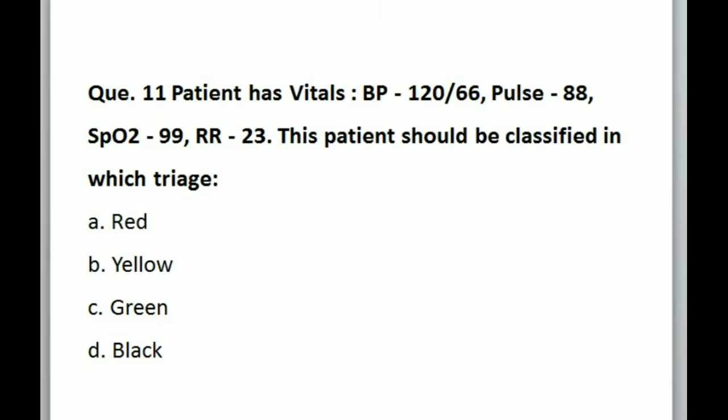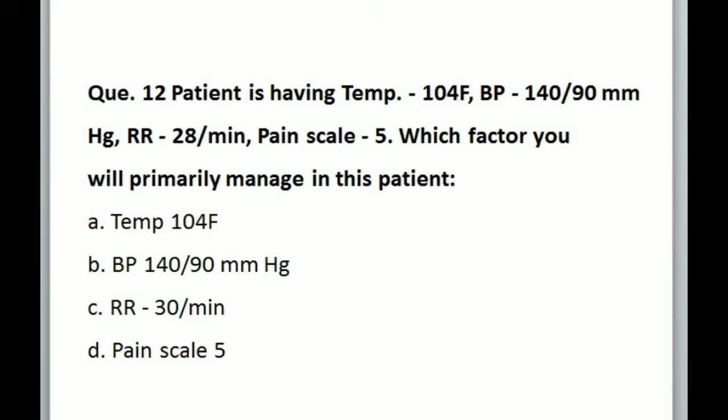Q11. Patient has vitals. BP 120/66, pulse 98, SpO2 99, RR 23. This patient should be classified in which triage? A. Red. B. Yellow. C. Green. D. Black. Correct option is C. Green.